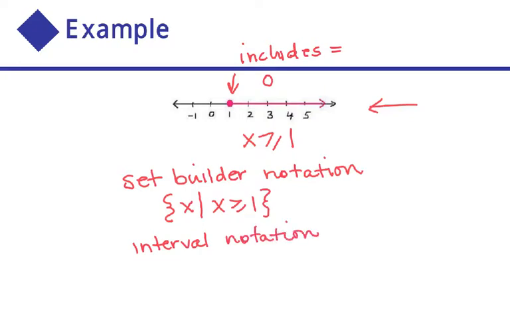For this one, because the 1 is included, we're going to do square brackets. If it were not included, you'd do round. And it goes from 1, including the 1, to infinity. And you never put a square bracket on infinity, because you can't really pin down infinity.